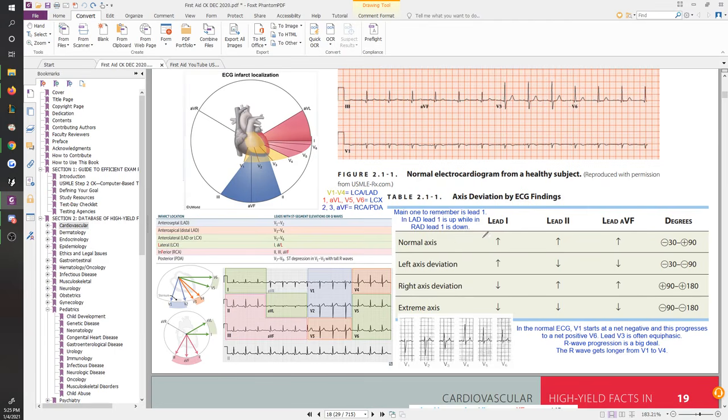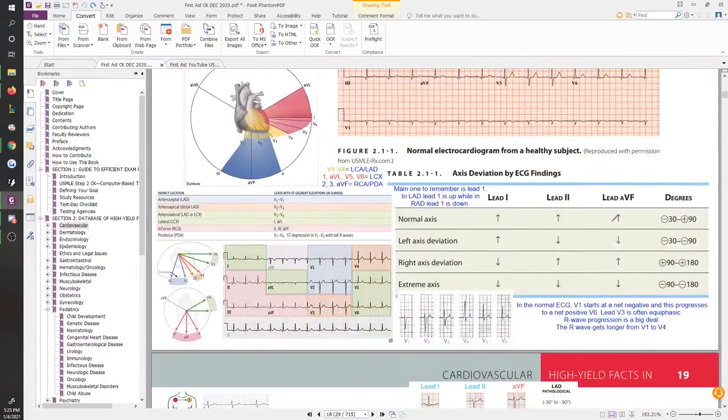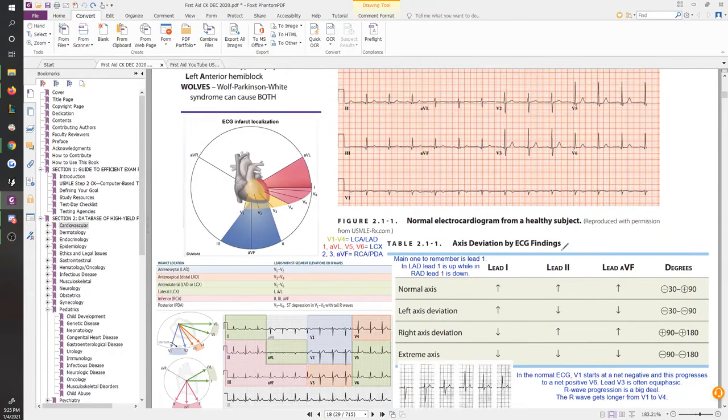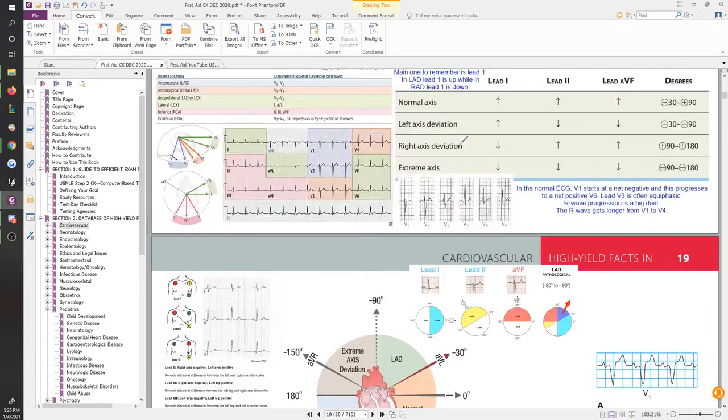So then they go on to break this down a little more and obviously make it more confusing. So you get the mnemonic down to figure out what could have been complications. Then they have these arrows. So your normal axis is supposed to be up for leads 1, 2, and AVF. So you're looking now at 1, 2, and AVF. All right, so those are the ones you're looking at to create an axis, to see what the axis deviation is.